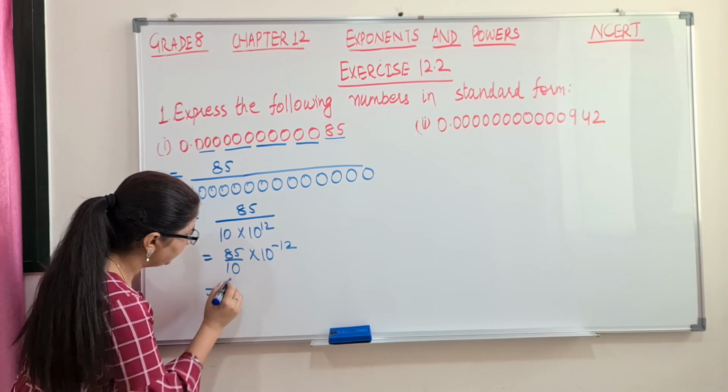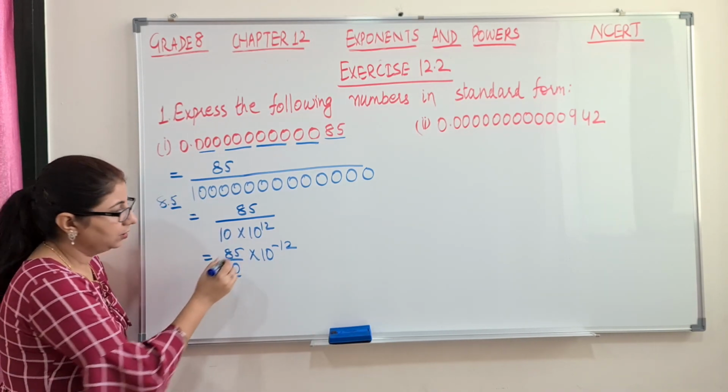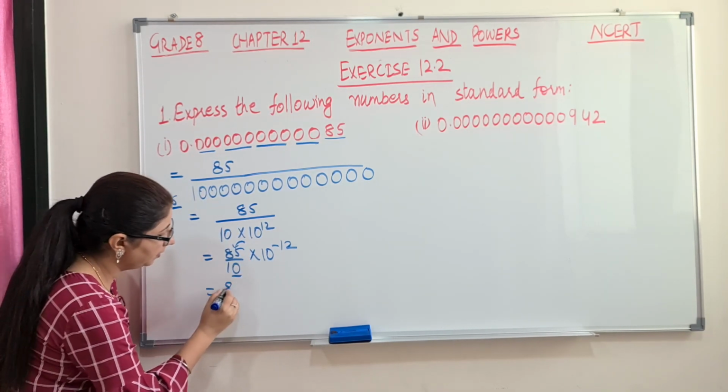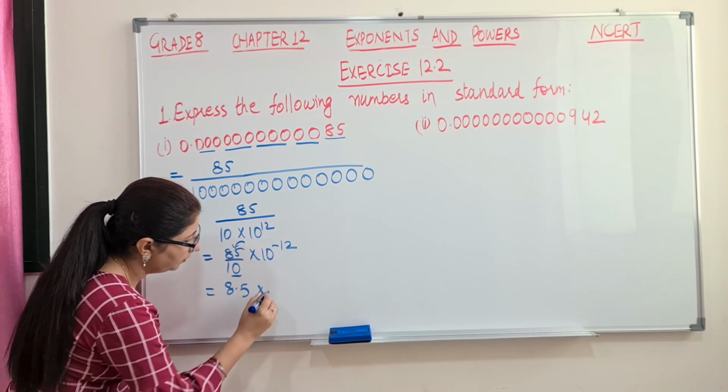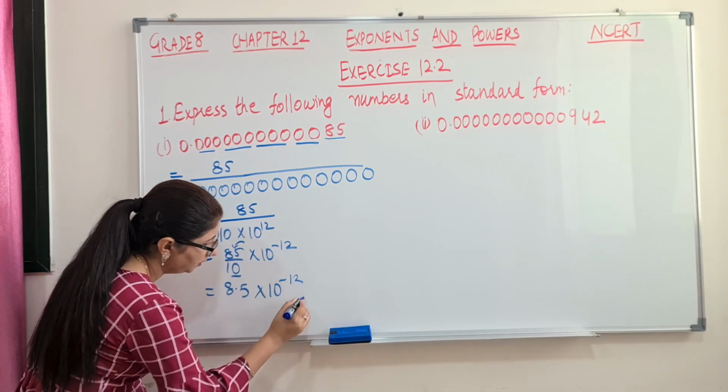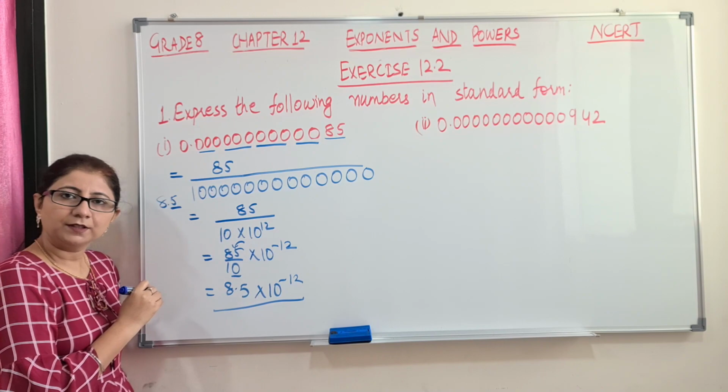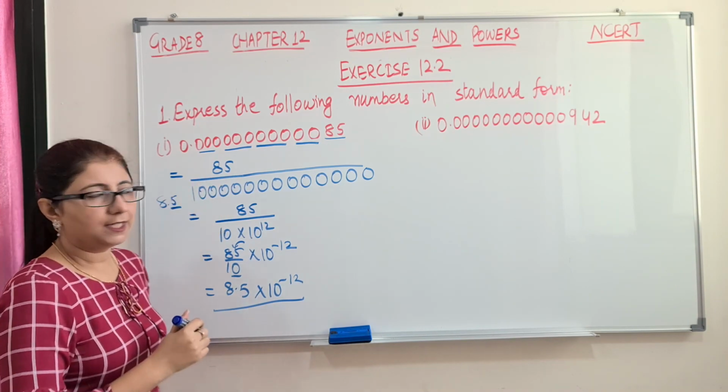So this can be written as, see only 1 0. So decimal will come here. That is 8.5 into 10 raised to power minus 12. Correct? So now let's solve our second part.